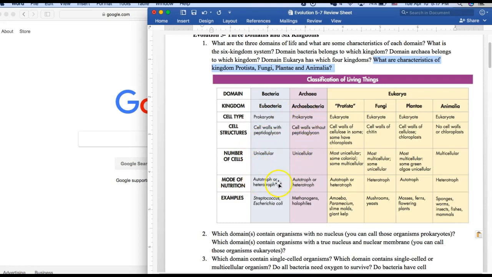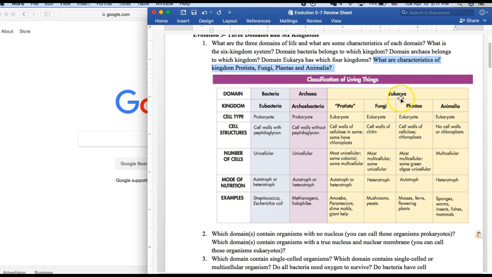They both can be autotroph or heterotroph, as you can see over here. That's pretty much all you have to know. And the last one is they both have cell walls. So they're pretty similar, except archaea is the one that is able to live in most extreme environments, and bacteria and eukarya usually can't live under those extreme conditions.